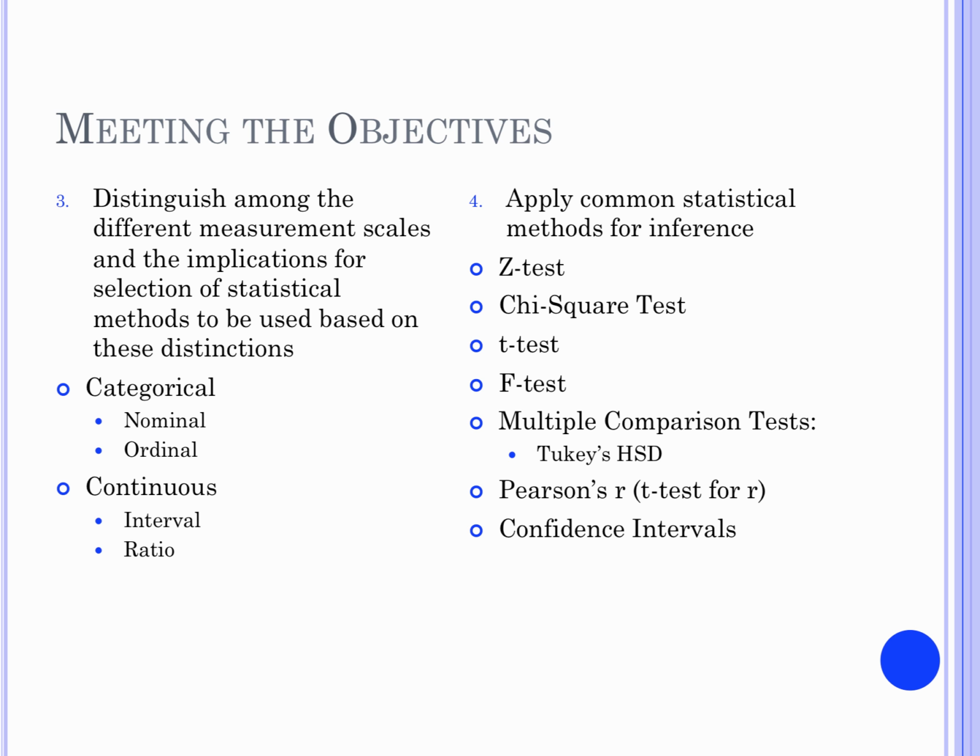That led us to looking at more specific common statistical methods for inference in objective 4. That's the z-test, chi-square test, t-test, F-test. We also looked at multiple comparison tests called Tukey's HSD and Pearson's r, which was really a t-test for your correlation, and then also the inferential method of confidence intervals.